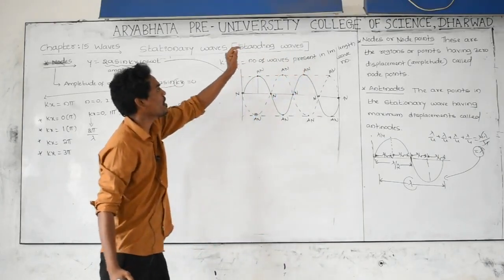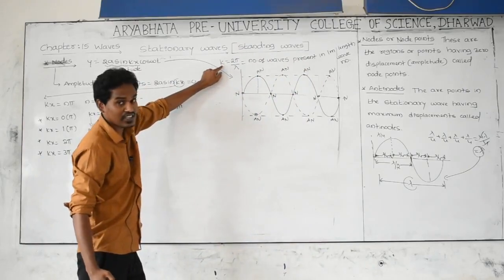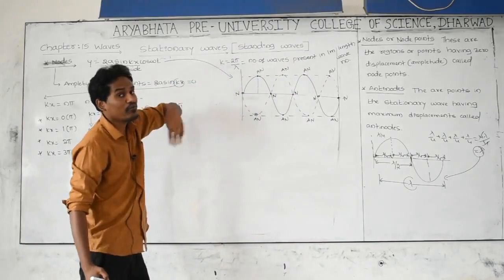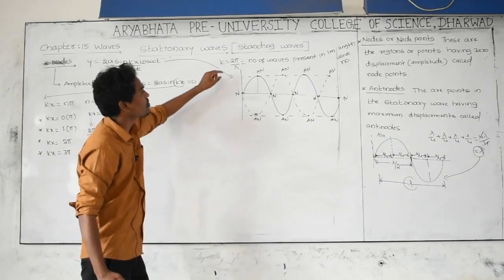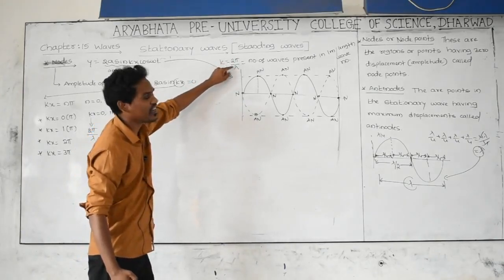That is the wave number, indicated as K as a letter, and the wave number can be calculated by using the formula 2 pi divided by lambda.